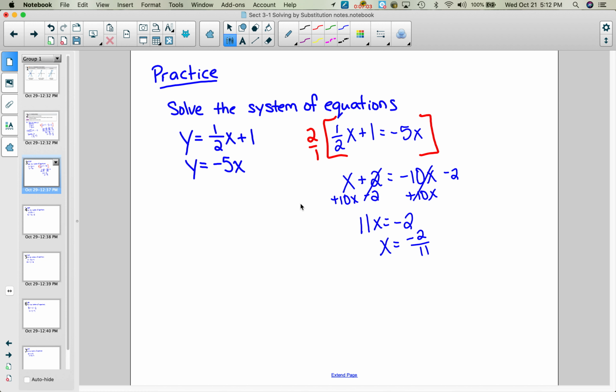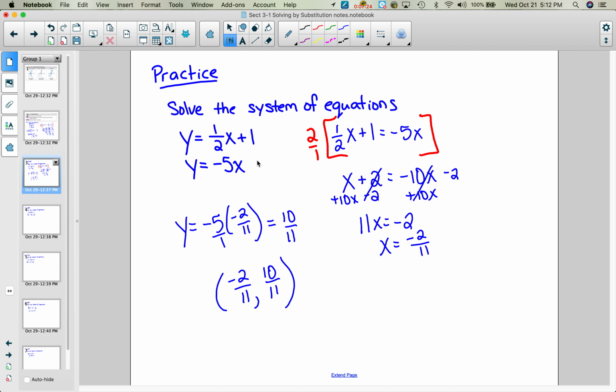So then we're going to substitute that value. I'm actually going to do it into the bottom equation now. It doesn't matter which one. As a matter of fact, you should get the same answer no matter which one you substitute it into. So then you're going to just multiply and you get a positive 10/11. So my solution is negative 2/11, 10/11. Again, what that means is if I graphed these two lines, they are going to cross at the point negative 2/11, 10/11.